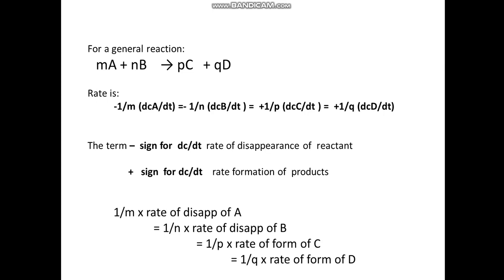In the general reaction, mA plus nB giving pC plus qD, we have the relation: 1 by m into the rate of disappearance of A is equal to 1 by n into the rate of disappearance of B, and that is equal to 1 by p into the rate of formation of C, that is equal to 1 by q into the rate of formation of D.